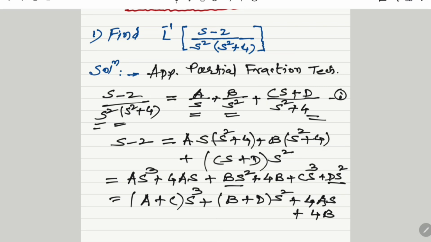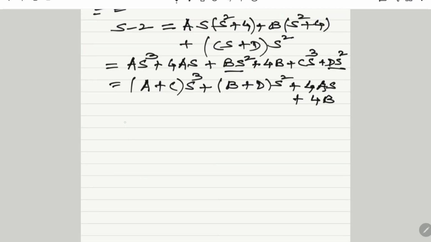Then comparing these two sides, comparing the coefficient of s cube: the coefficient of s cube on the right hand side is a plus c, and there is no term of s cube on the left, therefore it is 0. It implies a is equal to minus c. Then the coefficient of s square is b plus d, and there is no term of s square on the left side, therefore we equate it to 0. b is equal to minus d.